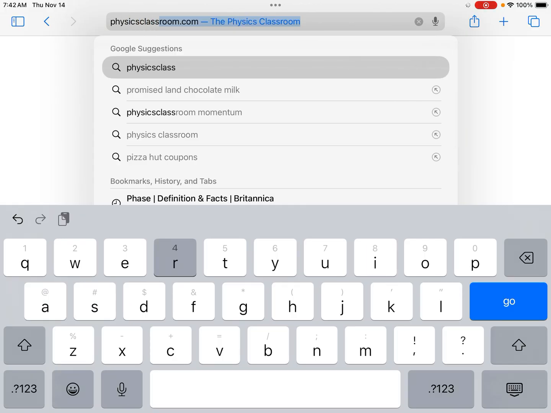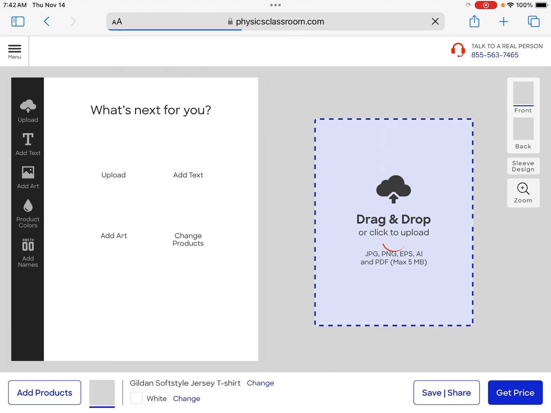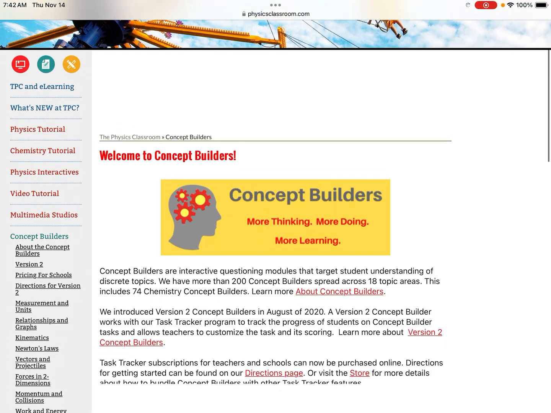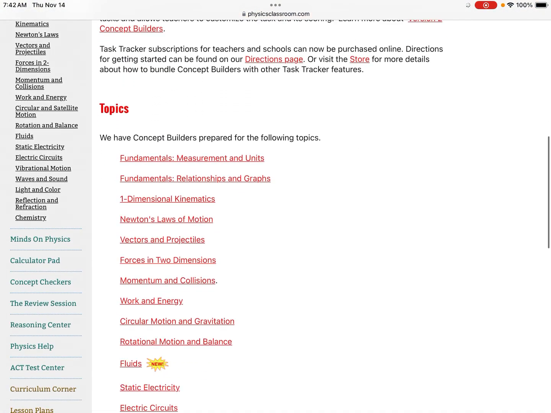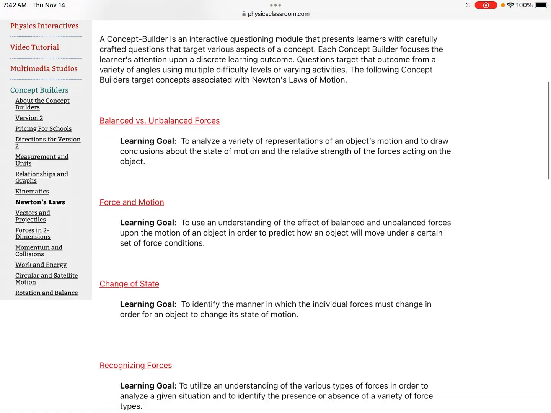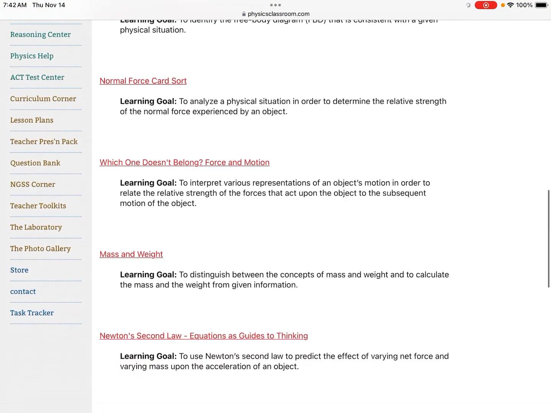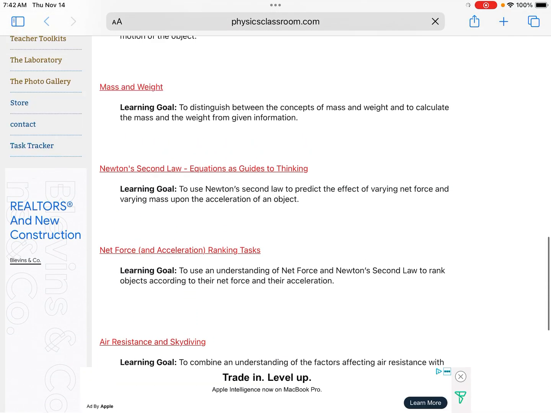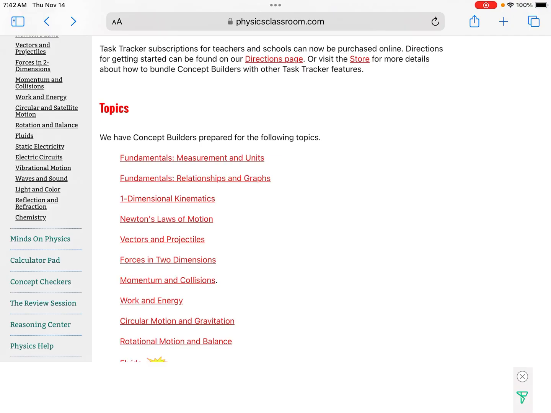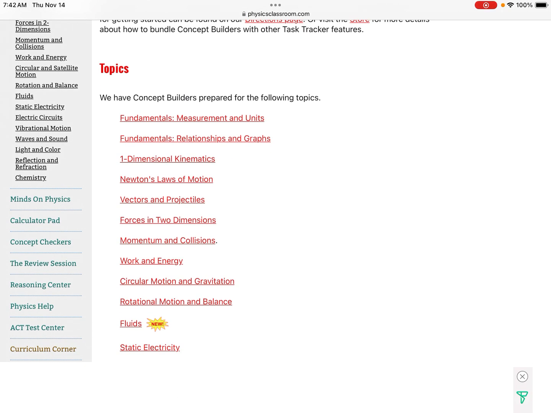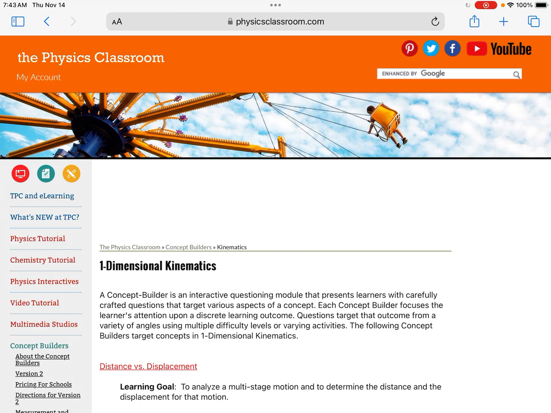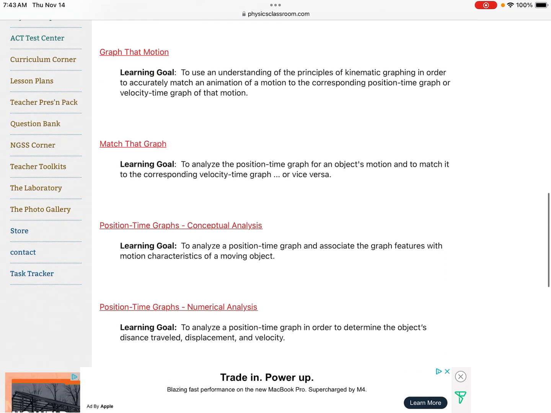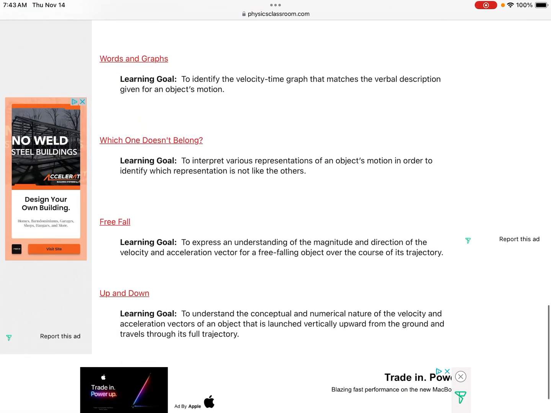Physics Classroom website, concept builders, the laws of motion. That's it. Yeah. So free fall.